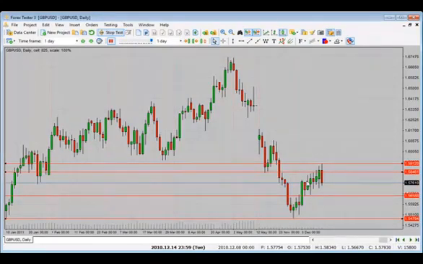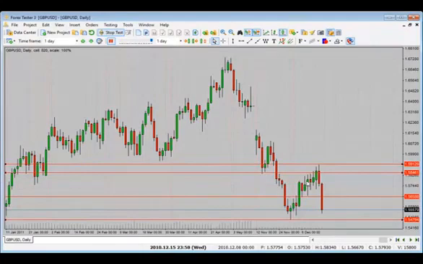I'm not quite seeing the flag there, Greg. The flag for me would be more like here, where price drops, then goes sideways. If price was hanging out here, then I would consider that a flag. So this is more of a pullback.